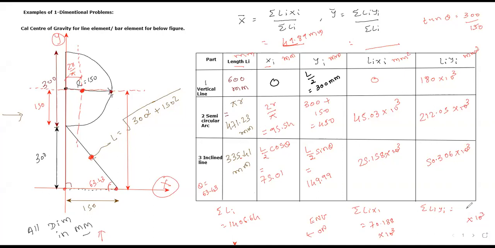For 2.3 10 raised to 3, please confirm it is right or not. Okay, for 2.3 into 1000 divided by 1406.64, you will get a value of 314 something. Does it come? Check it. 314.43 mm.